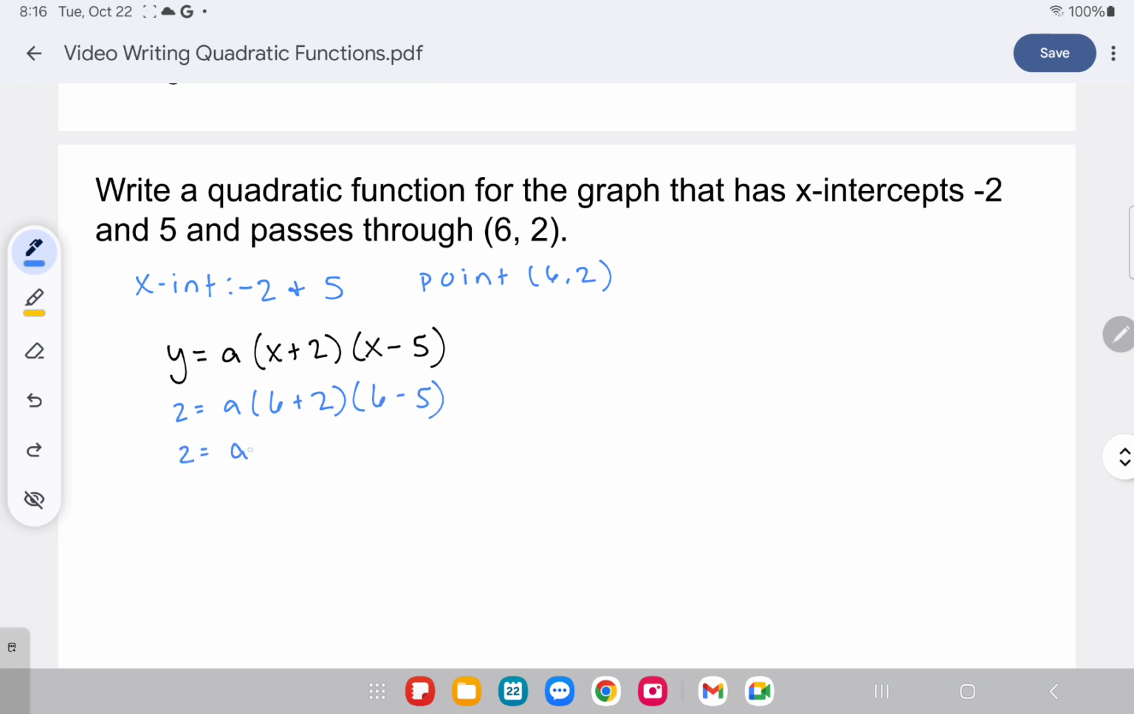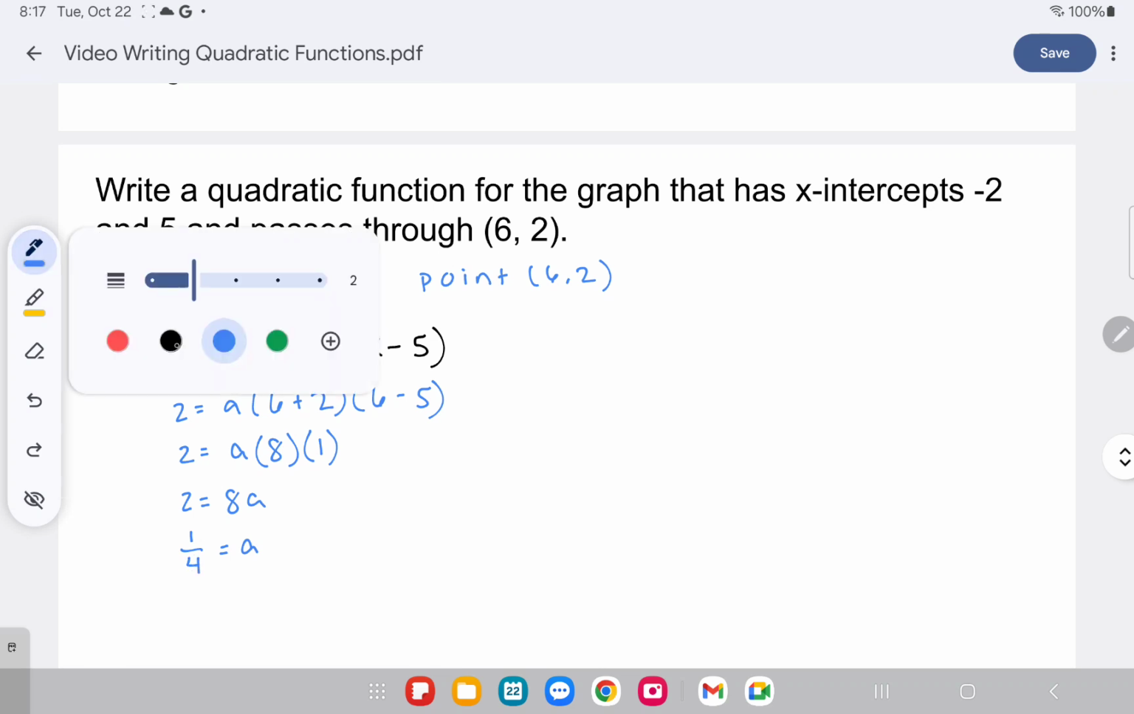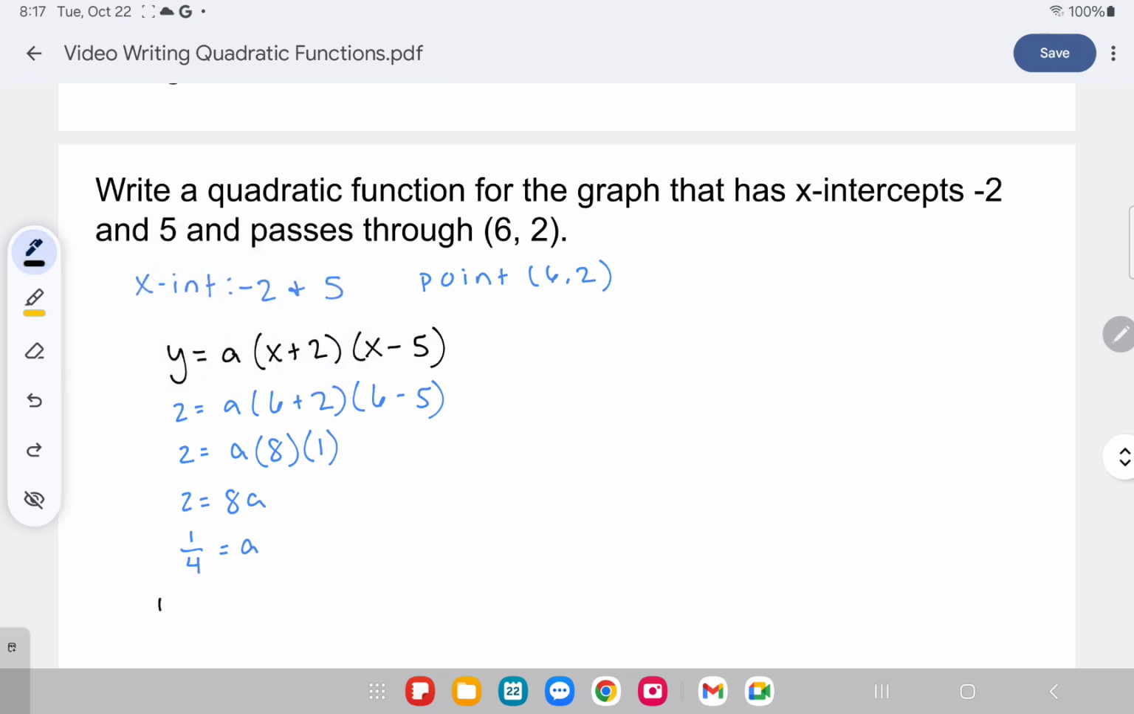Which means 2 is 8, or sorry, a times 8 times 1, or 8a. When I divide both sides by 8, I get that a is 1/4. So our final answer in factored form, our a is 1/4, and our factors are x plus 2 and x minus 5.